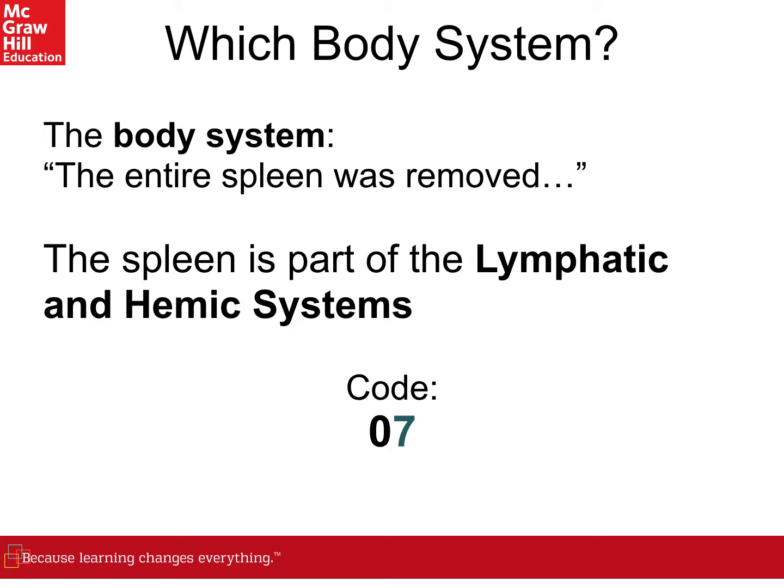Now, you remember from anatomy and physiology class that the spleen is an organ. It is not a body system. But we then look and see that the spleen is part of the lymphatic and hemic systems, which gives us a second character of 7. So now we have the first two characters of the code, 0, 7. What's next?